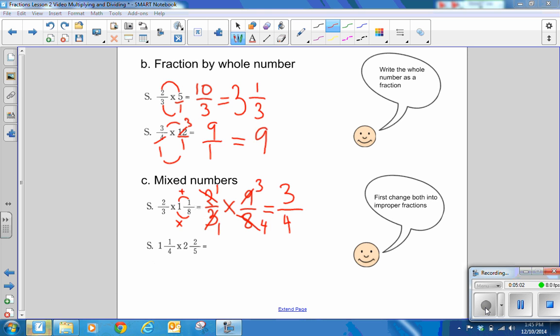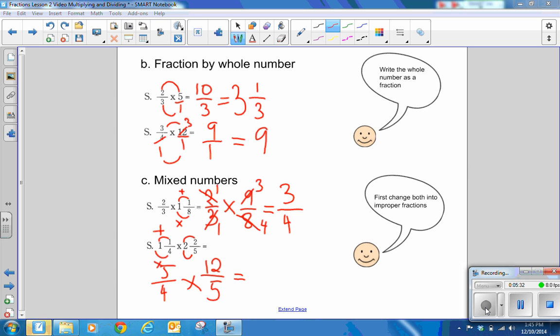In the second example, I have two mixed numbers. So I will convert 1 and 1/4 first. I multiply, and then I add. 1 times 4 is 4, plus 1 is 5. 5 over 4 times, now I'm converting the other one. 2 times 5 is 10, plus 2 is 12 over 5. Okay, let's see if I can cross divide anything.